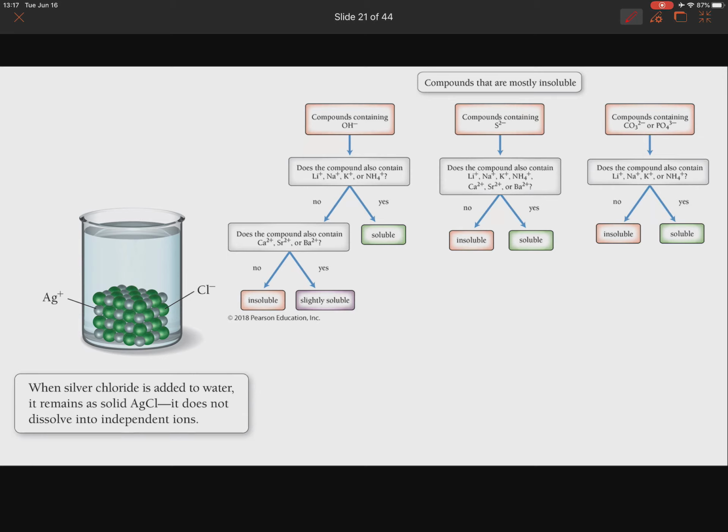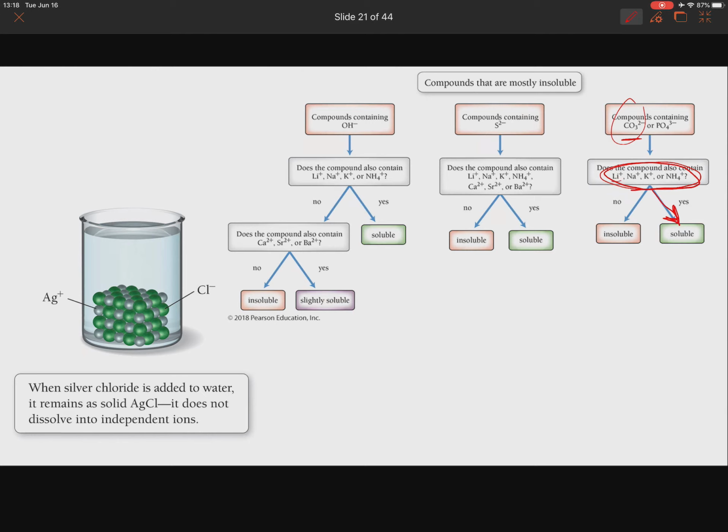Now we also have some mostly insoluble rules. Now these are things that are mostly insoluble. Solubility rules state that with some exceptions, compounds containing CO3 2-, carbonate, are insoluble. So where the other list told us things that were mostly soluble, these are mostly insoluble, and the exceptions here will be soluble. So let me say that again. CO3 2- is mostly insoluble. If, though, it's paired with one of these guys, then it will be soluble.